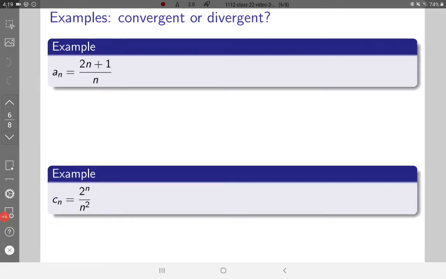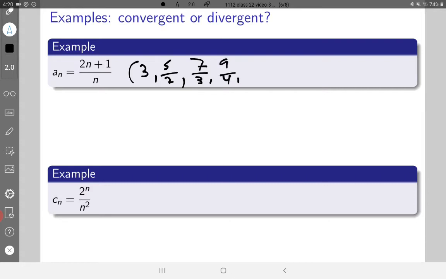Here we are. I could write out some of the terms of this a sub n sequence. Let's see, when n is 1, I get 2 plus 1 is 3 over 1. When n is 2, I get 5 over 2. I get 7 over 3. I get 9 over 4. 11 over 5. And you might notice the pattern here where each denominator is a whole number. That's coming from the n.